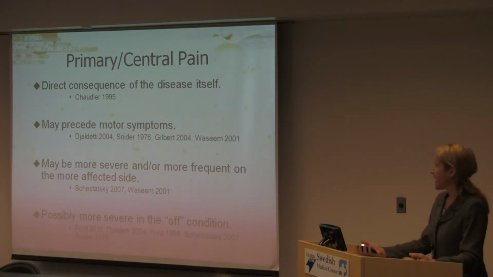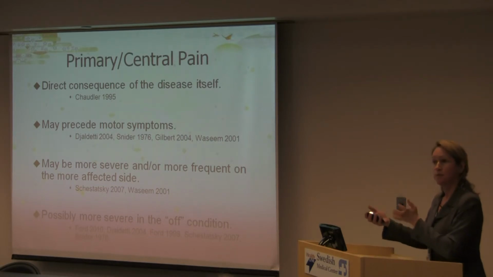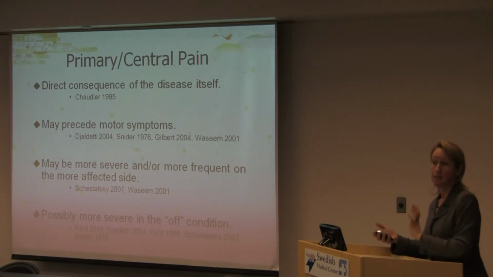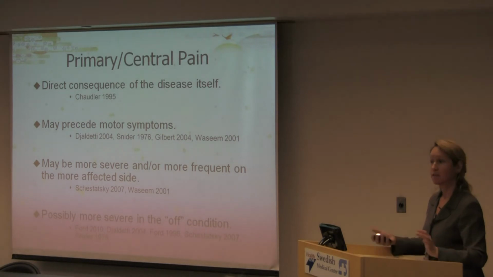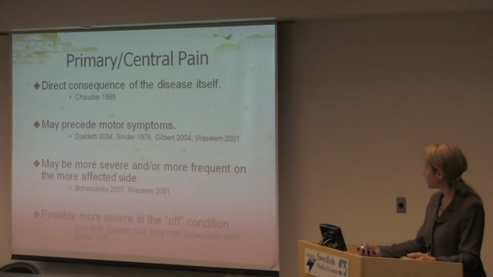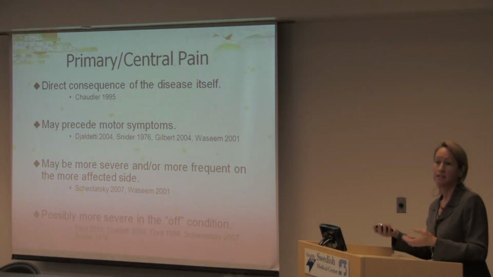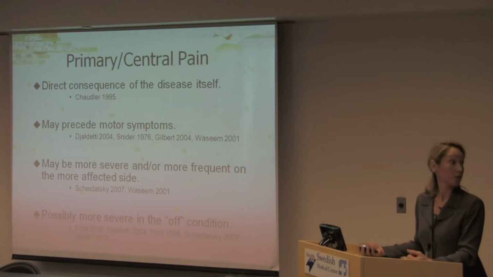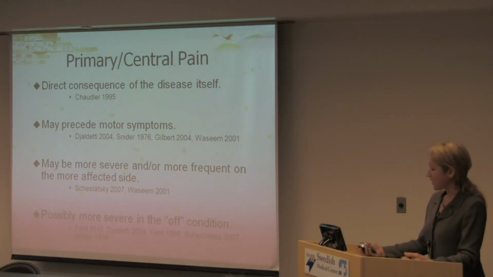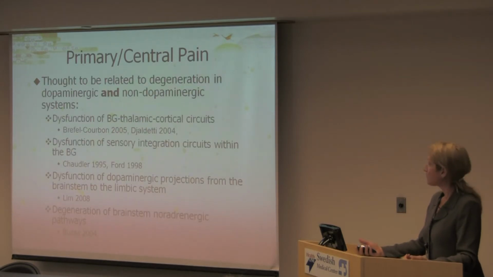And in a number of studies, it appears to be worse on the more affected side if there's an asymmetrical onset in the Parkinson's. So the more motor-affected side, the slower, more rigid side, might also be more painful. And for a lot of people, it seems to be more severe in the off state.